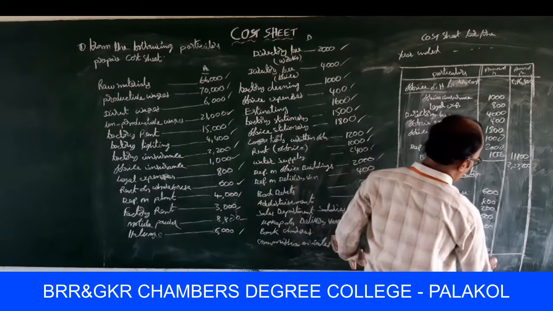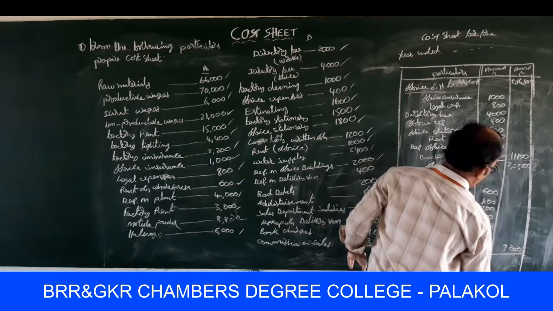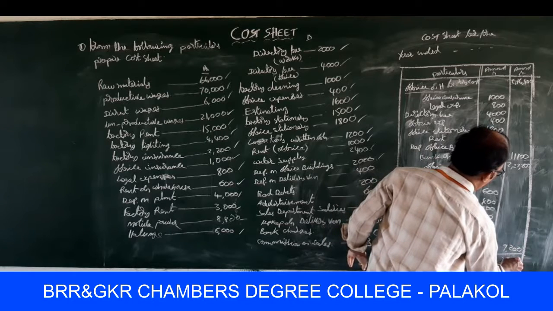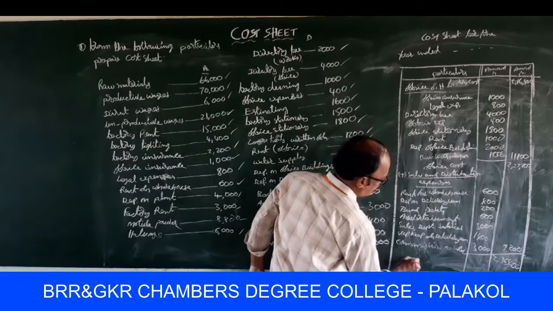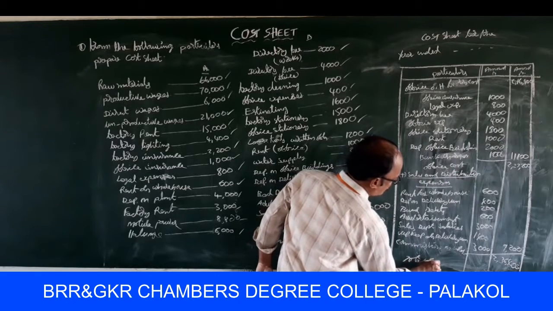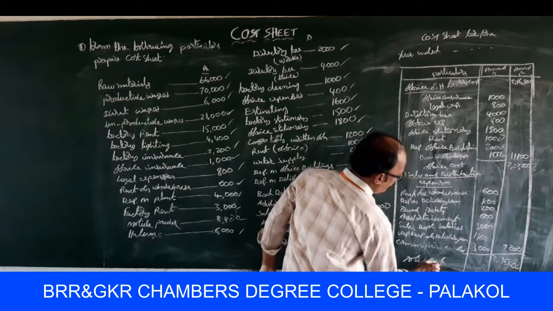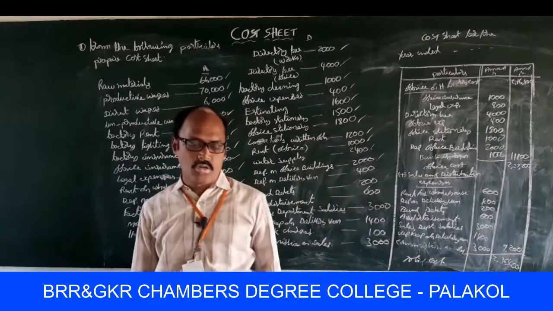So the total sales and distribution expenses is 9,300, and the total cost is 2,36,400. There is no information regarding sales here, so we need not necessarily find out profit.